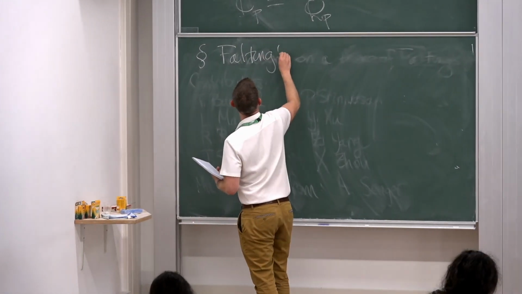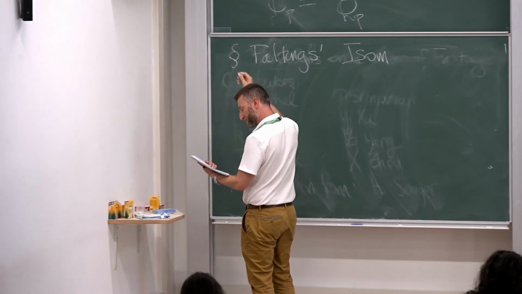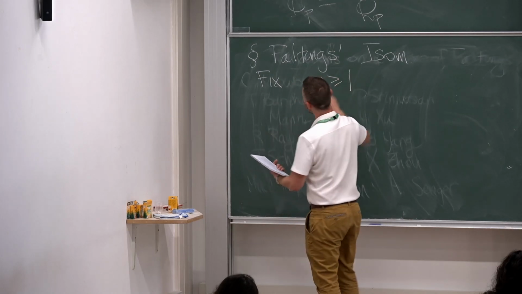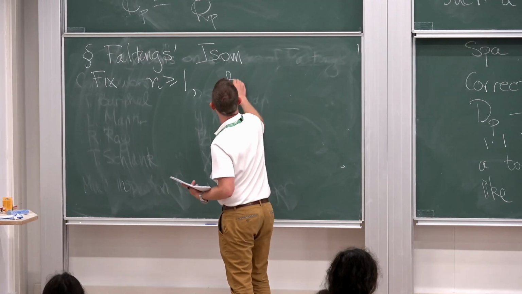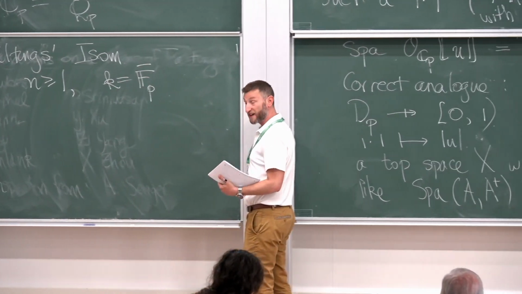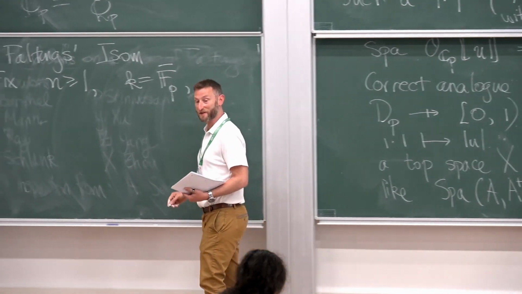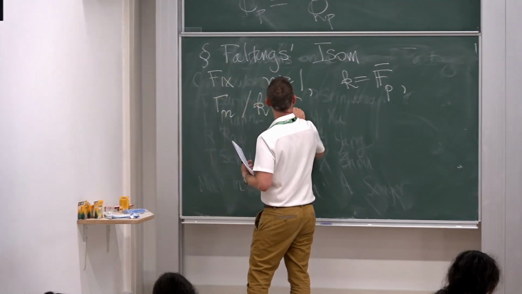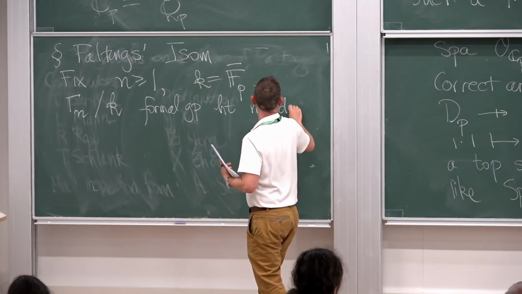Talking about Faltings' isomorphism, we fix a prime p. Let's also fix an integer n, at least 1. And I'm going to let k, as an abbreviation, be the algebraic closure of Fp. Then I do this thing familiar to chromatic homotopy theory, which is that I fix a formal group, which I'm going to call gamma n. This will be a one-dimensional formal group of height n.